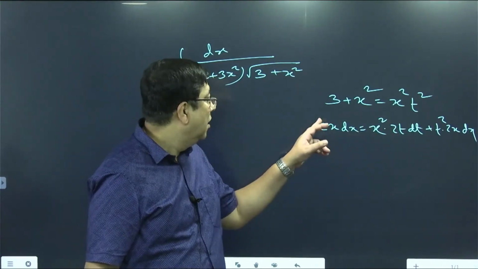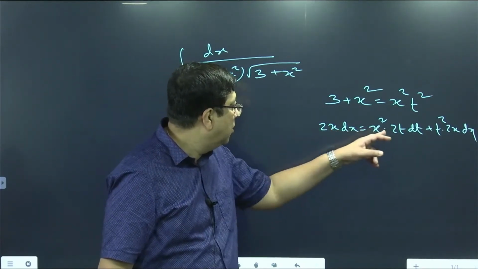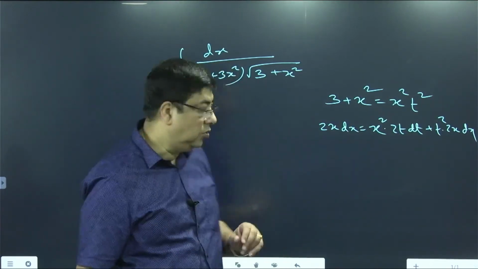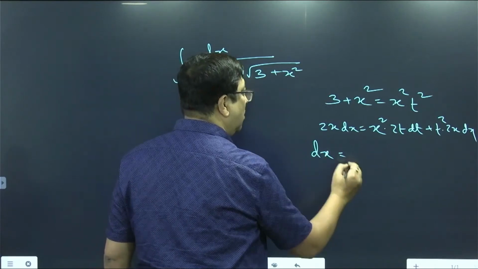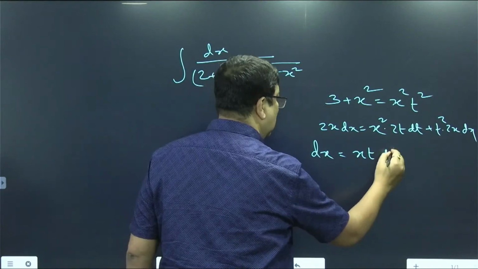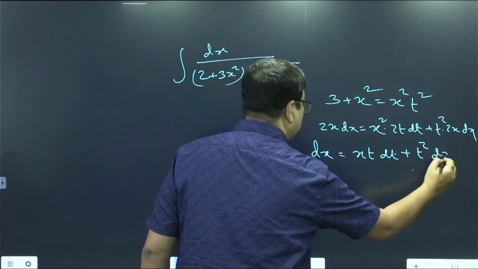Now let us cancel the common part. What is the common part? 2x here, 2x here, 2x here. We are cancelling the common part on both sides. Therefore, you are getting dx equal to, this 2x cancelled, xt dt plus, 2x cancelled, t square dx.